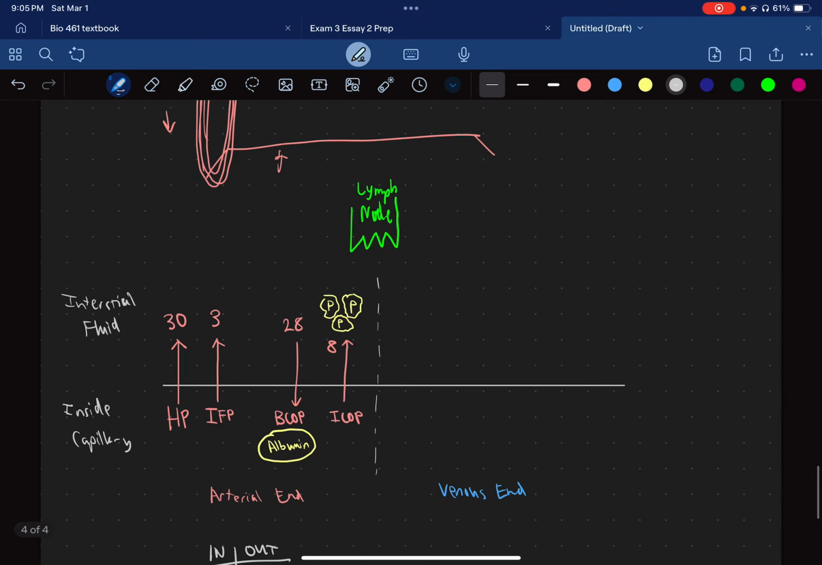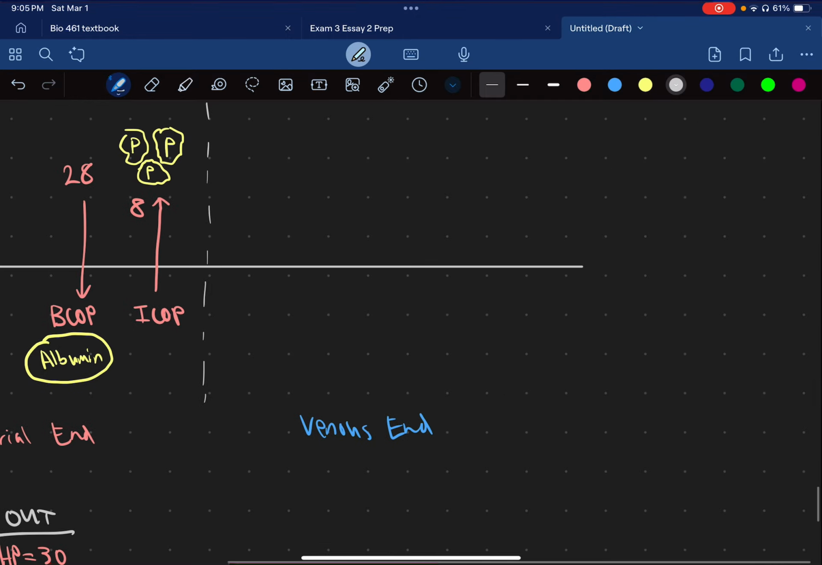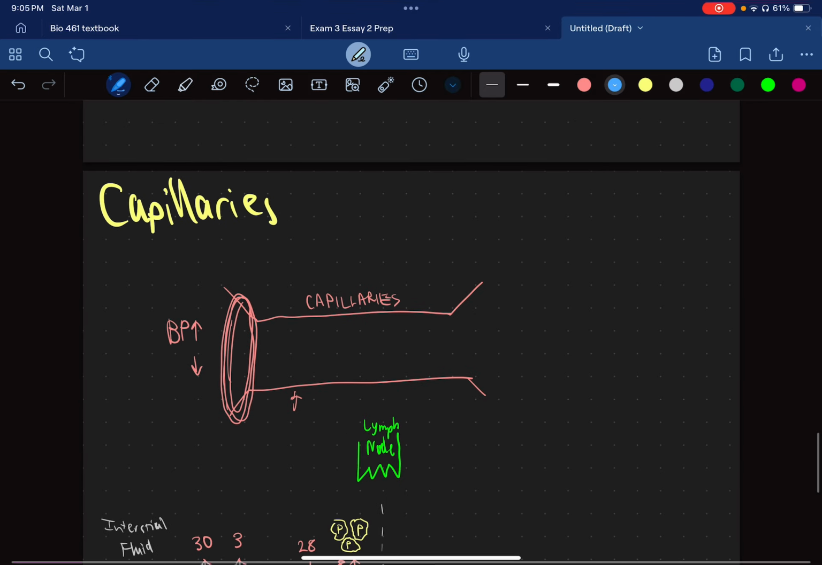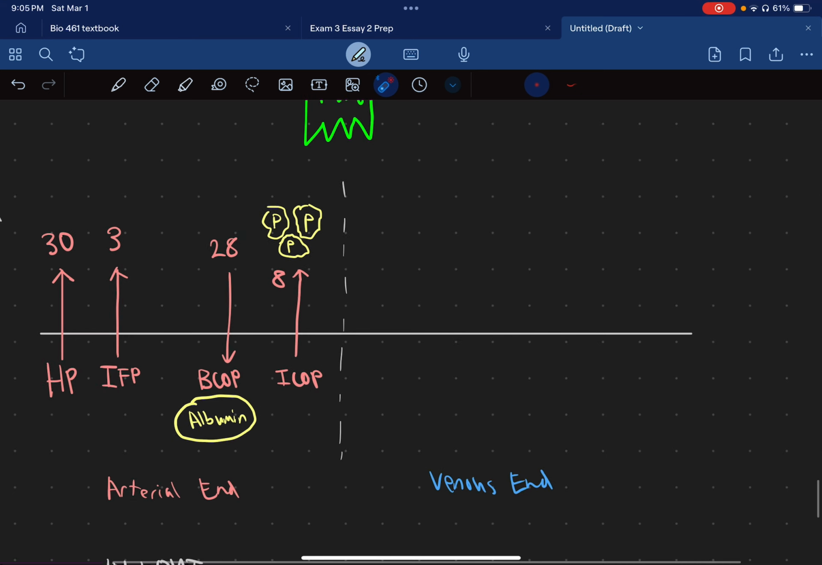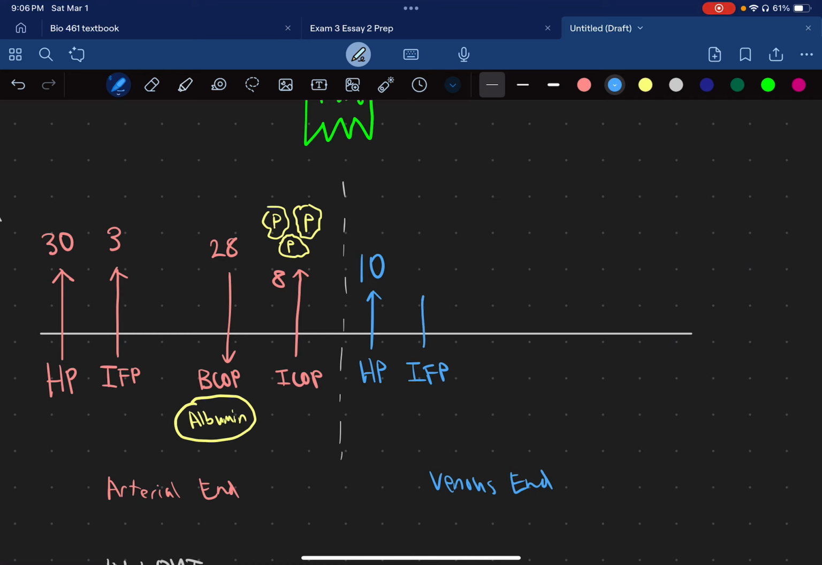Some of it's going to be picked up by the lymph node, but some of it is actually going to come back. And so that's what we're going to look at with the venous end. So as blood, let's just picture blood traveling down the capillary. As blood travels down, lots of fluid leaves. The pressure over on the venous end is actually going to be a lot less than on the arterial end. So our hydrostatic pressure, let's draw some blue, is still going to be out of the cell, but it's only going to be 10 millimeters of mercury. Our IFP is similarly also going to be 3, same as before.